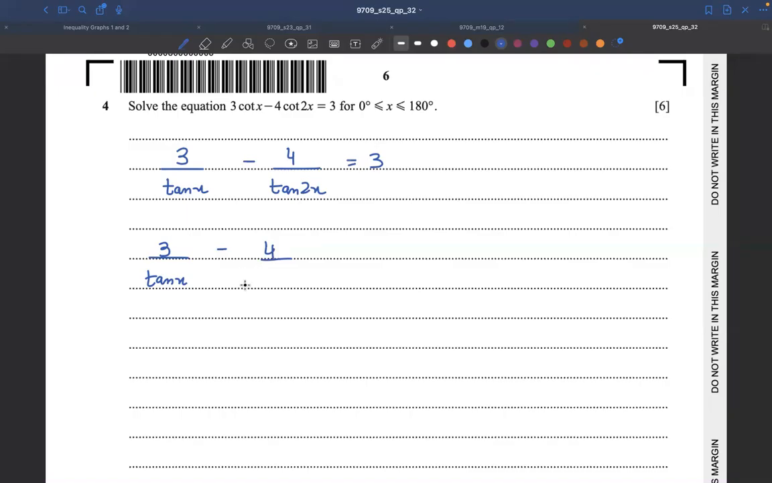So we can write it as 4 upon 2 tan x divided by 1 minus tan squared x. So this formula is given in the formula sheet, equals 3. So 1 minus tan squared x will come up in the numerator, and we can write it as 3 upon tan x minus 4 into (1 minus tan squared x) divided by 2 tan x equals 3. Taking the LCM first, the LCM will be 2 tan x.